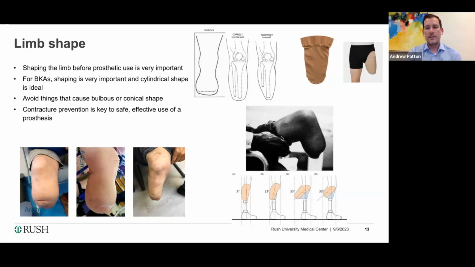This person obviously has almost a 90-degree flexion contracture of the knee. You really want to focus on telling those people right after their amputation, you've got to keep your knee straight, or do stretches every single day. When you're sitting in a wheelchair, think about it. It's going to want to sit down like that.